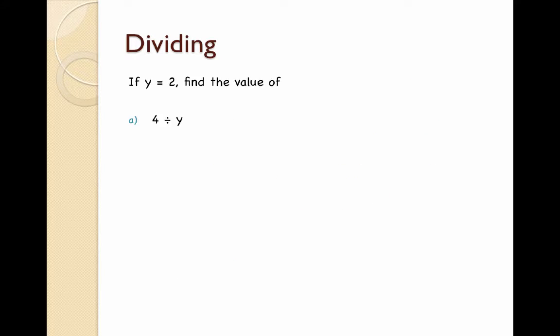Let's take a look at an example. Let's pretend that y equals 2 for a moment, and I want to answer 4 divided by y. This means that I'm trying to do 4 divided by 2 in this case. 4 divided by 2 is 2, and that's our answer. But what if I wanted to flip that around and do y divided by 4? This would give me 2 divided by 4, which in this case is a half.